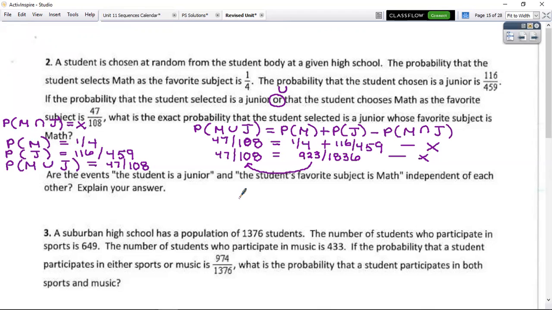Did we get negative 31 over 459 equals negative X? So obviously your negative goes away, and we get the probability is 31 over 459. And right now you can leave it like that.